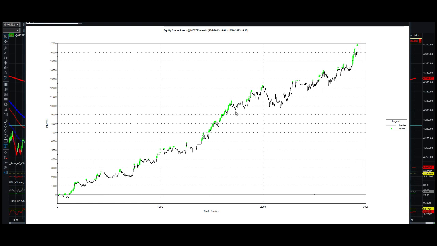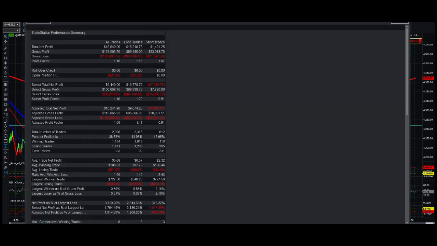Amazing returns. All right, and then what we like to see here is the performance summary report. You go in the first tab here, and then you can see all trades. Total net profit was 16,640 actually. In long trades, 15,218. In short trades, 1,421. The gross profit was $122,000, and the gross loss was 105. So that gives you a profit factor of 1.16.